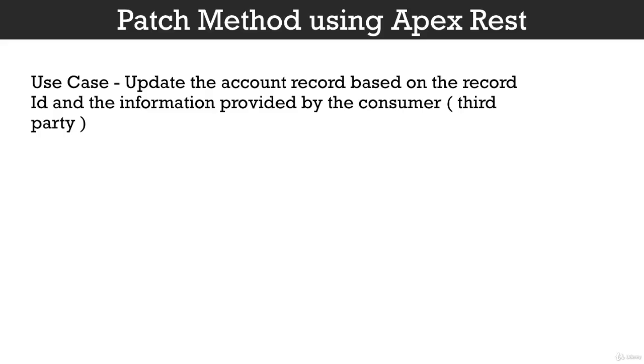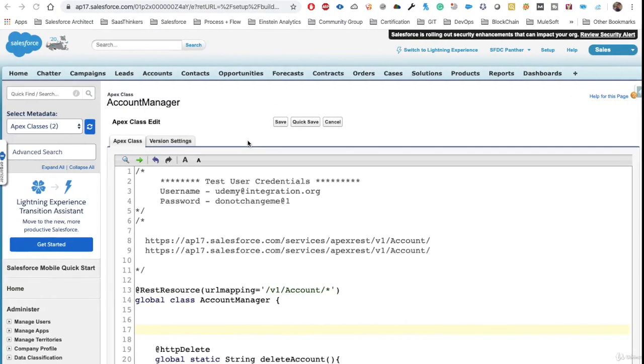What we are going to implement in this lecture is this: the consumer which is consuming our API will be sending the account record ID in the URI, and the consumer will also send the information to update the account record. What we have to do is get the ID and then update the information related to that account. So we again need to implement this. Without further delay, let's quickly start.